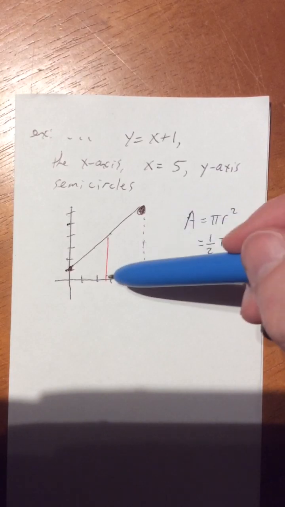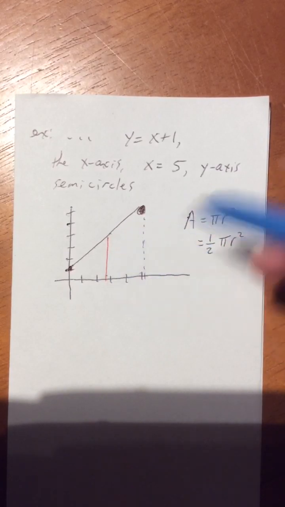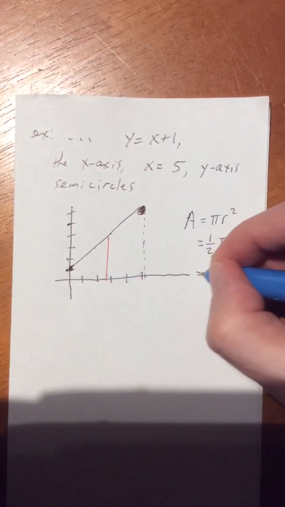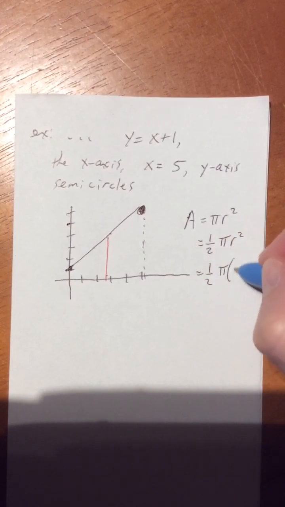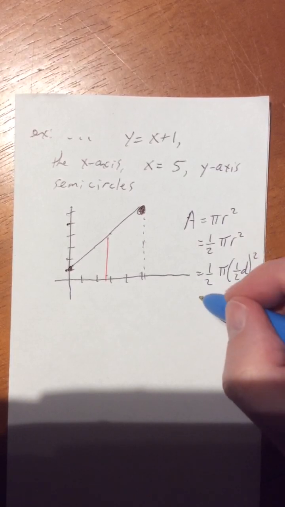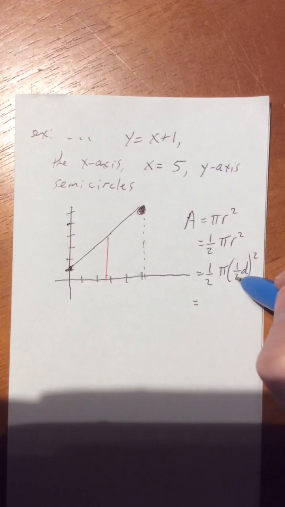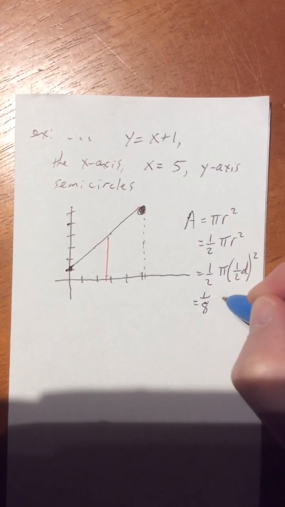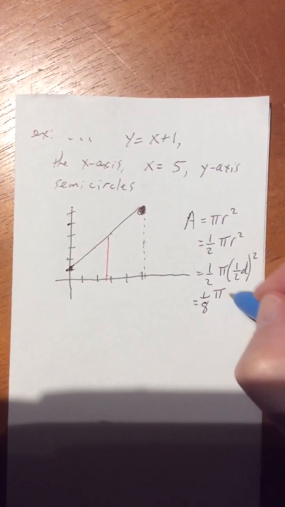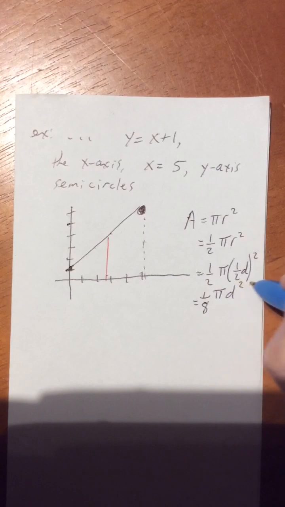And the radius is really half of the diameter. So it's really going to be 1/2 pi times 1/2 d squared. So 1/2 squared is going to be 1/4 times 1/2 is 1/8 times pi times d squared.